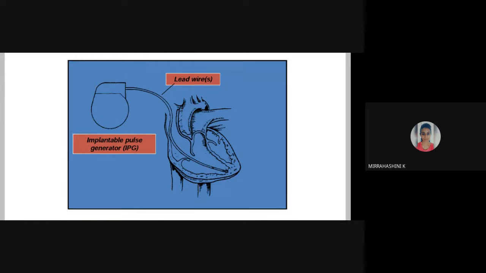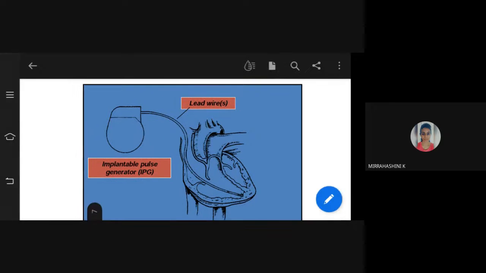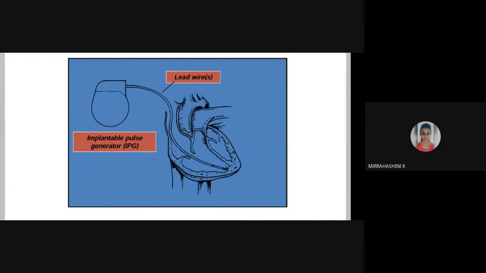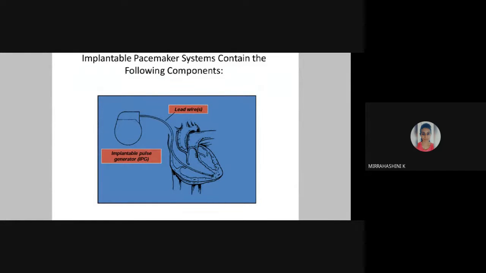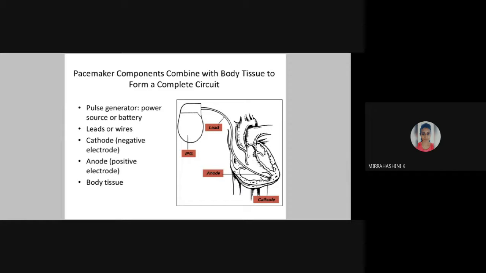And the second main component is your lead wire. So this lead wire will transmit the signal to the heart. So this signal will be transmitted through the lead and it reaches the ventricles. So from here it reaches the Purkinje fibers and then the heart will start contracting. Okay, so the pulse generator and the lead wire are the two main components of your implantable pacemaker. Okay, so if you look at the parts here, you can see the lead and then the implantable pulse generator, an anode and a cathode. So it has two sets of electrodes.